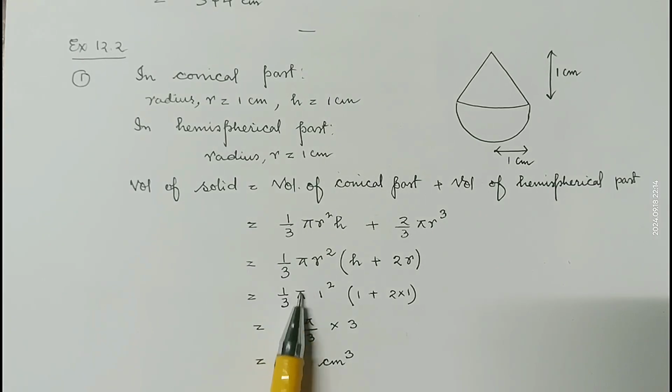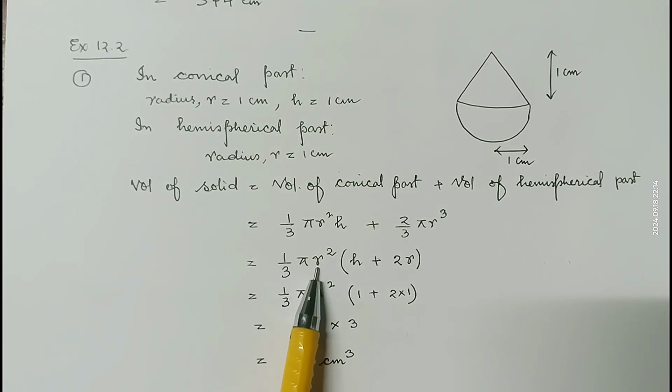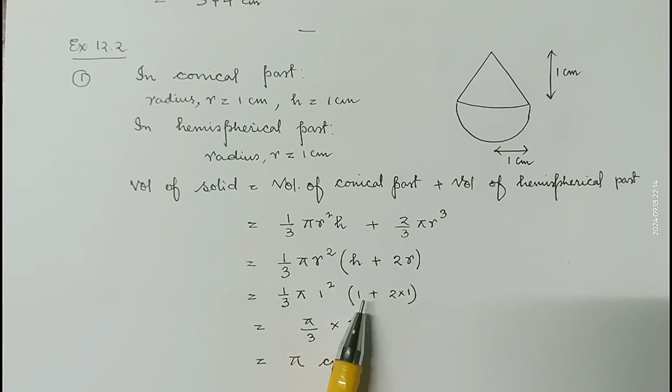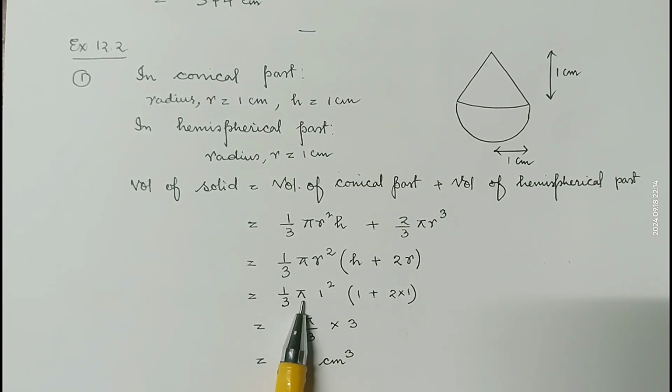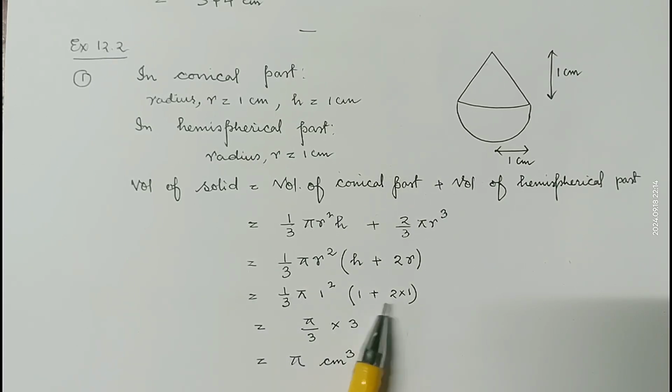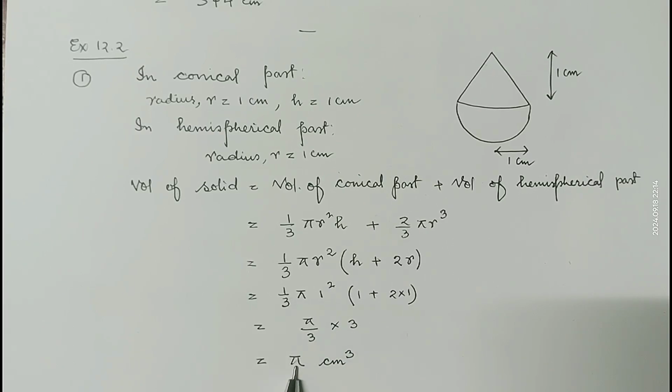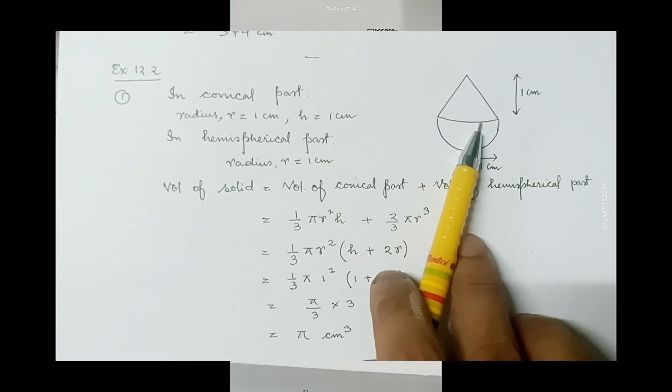Now 1 by 3 pi, radius is given in the question 1 cm. So instead of r I can write 1 square, height is 1, radius is 1, so it will be 2 into 1. So it will be pi by 3 into 2 1 2 plus 1 3. These 3 and 3 can be cancelled, so we are left with pi. So pi centimeter cube is the volume of this figure.